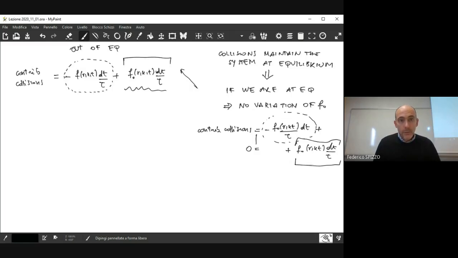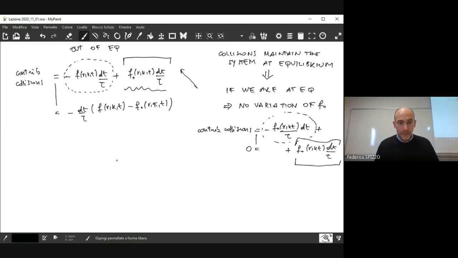So that's why we have these two terms, minus the out of equilibrium distribution function and the equilibrium distribution function. Okay, so the approach is exactly the same approach that we used before, but in this case we recall the same features of the collisions. So they keep the system at equilibrium, and if we are out of equilibrium, they try to bring back the system to the equilibrium. So that's why we use F0 here.